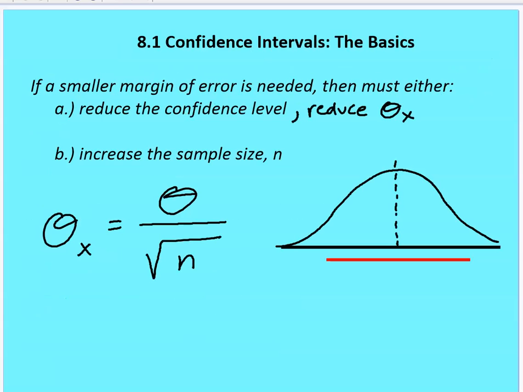Okay, moving on. All right, so just as a summary, if we want a smaller margin of error, then we need to either reduce the confidence level or increase the sample size and therefore reduce the standard deviation. So typically we don't want to reduce the confidence level. What we want to do is increase the sample size.